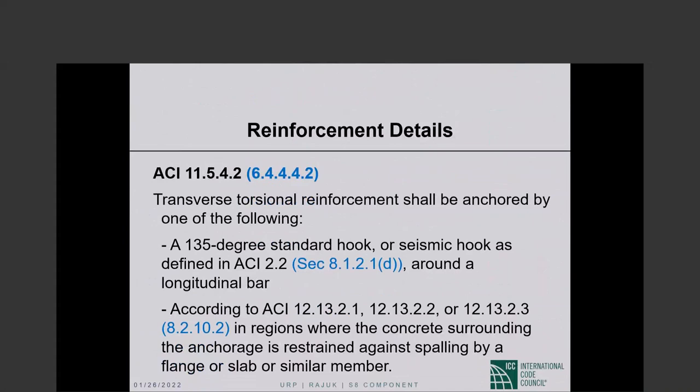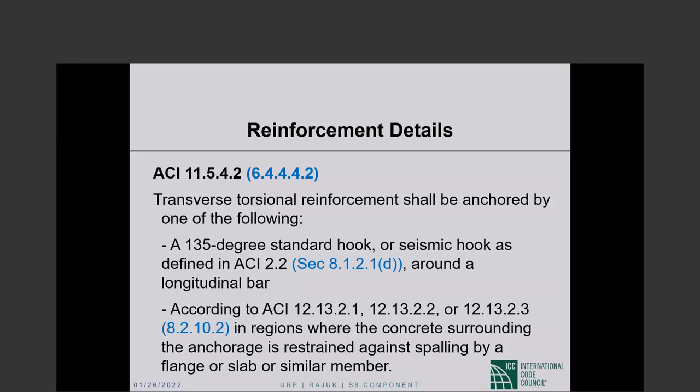Transverse torsional reinforcement shall be anchored by one of the following. Okay, very important stuff. A 135-degree standard hook or seismic hook, which is defined as a 135-degree bend plus 6 bar diameter extension, except the 6 bar diameter extension shall not be any less than 3 inches. Okay. So transverse torsional reinforcement shall be anchored by one of the following: a 135-degree standard hook or seismic hook as defined in ACI 318 around a longitudinal bar.